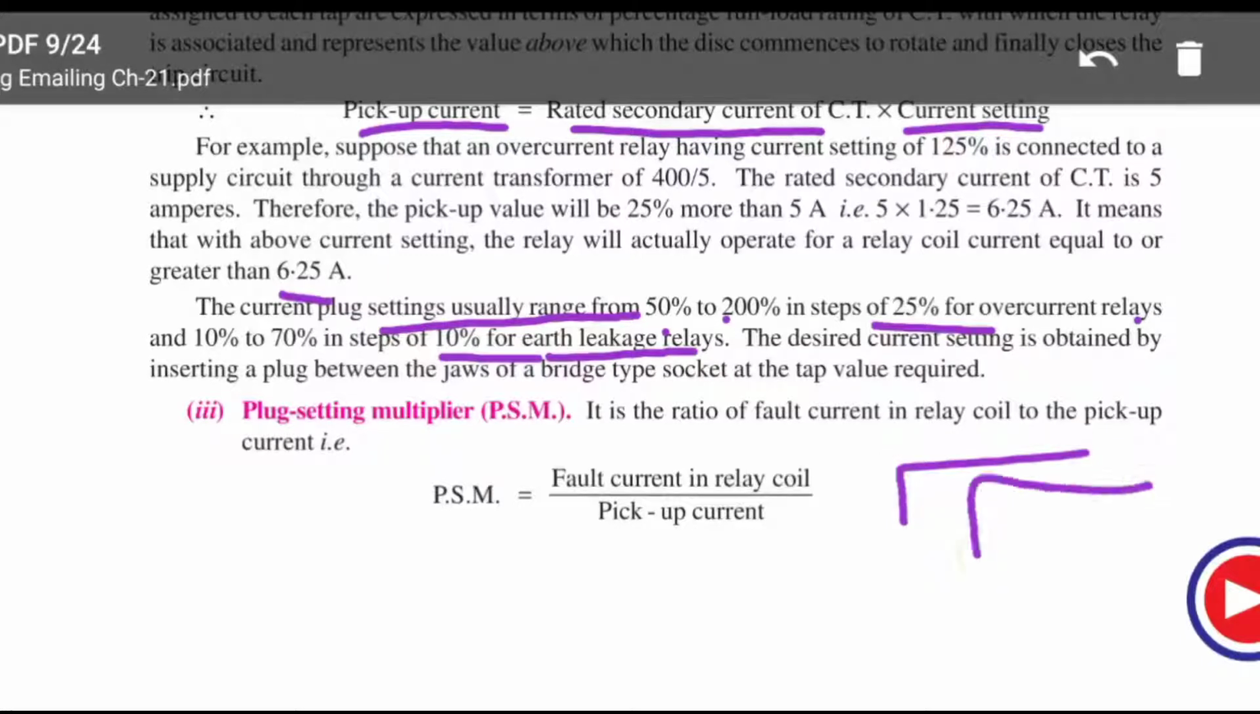That is important. Now we go for plug setting multiplier. That is a very important definition and formula. Up to now we know that formula: what is pickup current, what is a relay. Now we go for PSM, plug setting multiplier. What is PSM? I told you.